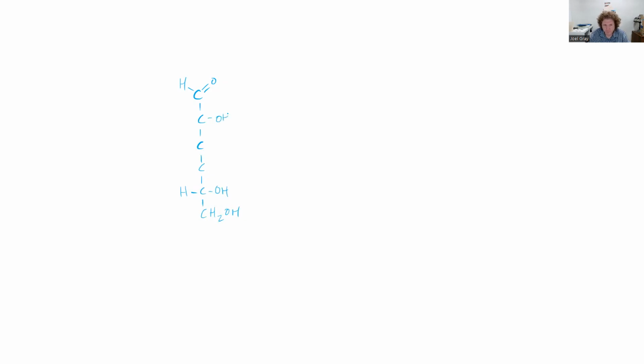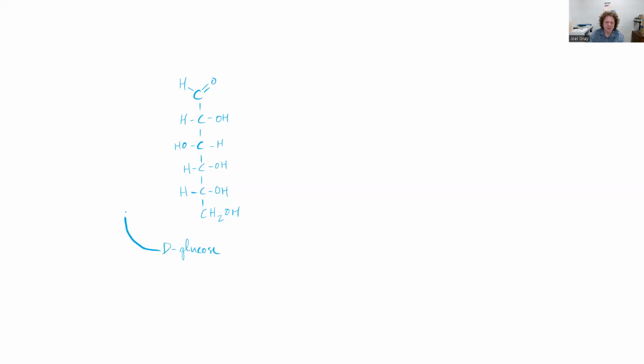Carbon number two, we're going to have a hydroxide group on the right-hand side. Carbon number three is going to have a hydroxide group on the left-hand side. And carbon number four is going to have a hydroxide group on the right-hand side as well. Okay, so this right here is the most common form of glucose that you're going to find. And this truly is a couple of different things. It's an aldose, it's an aldohexose, it's a hexose, but the common name for it is D-glucose.